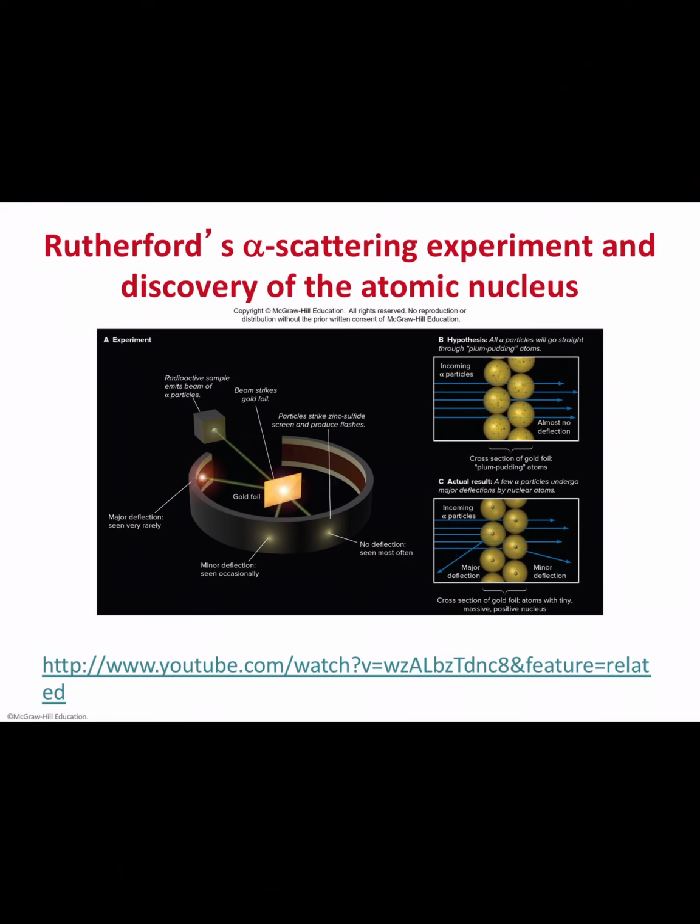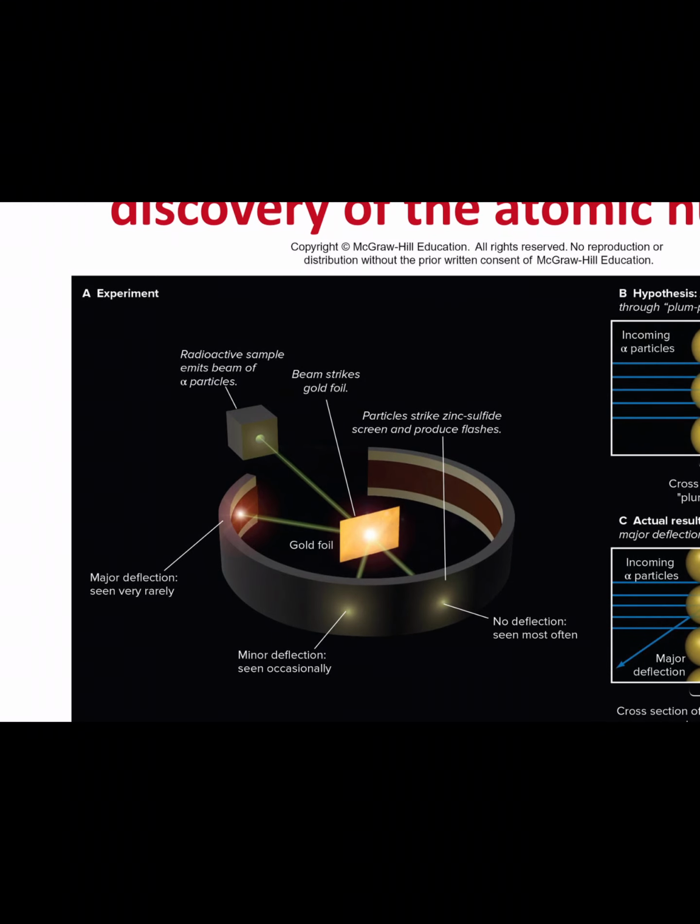Okay, that's the discovery of the atomic nucleus. So this is the experiment that Rutherford had done. There was a thin gold foil and it was bombarded by alpha particles. A radioactive sample emits beams of alpha particles. Alpha particles are positively charged and some of them bounced back. You can see major deflections very rarely, and most of the alpha particles went through.